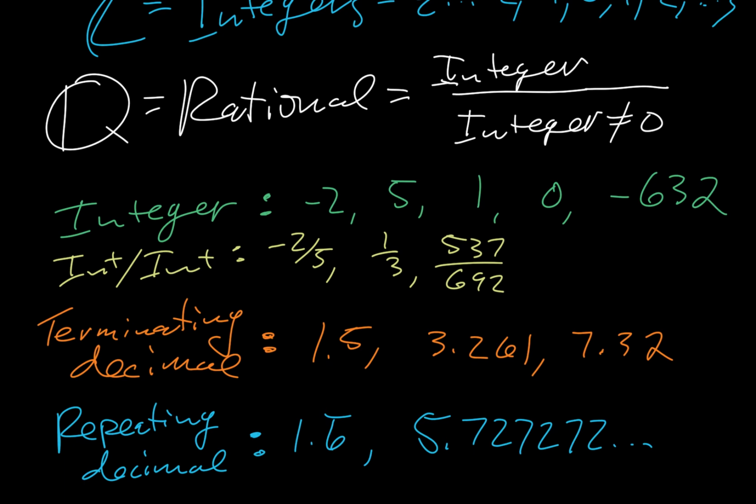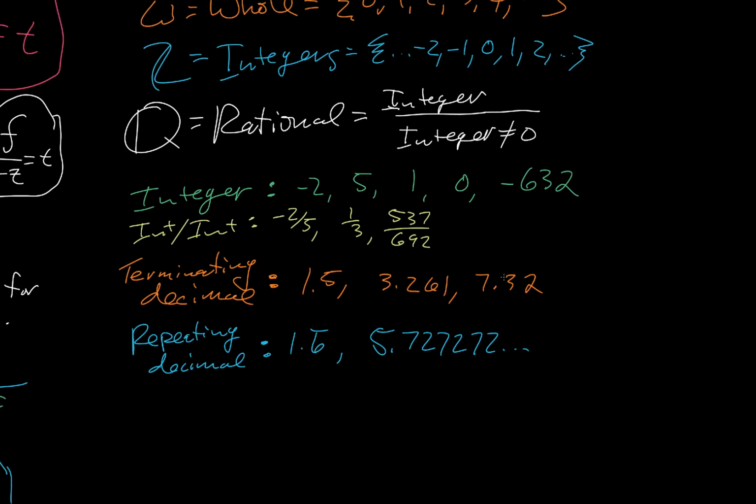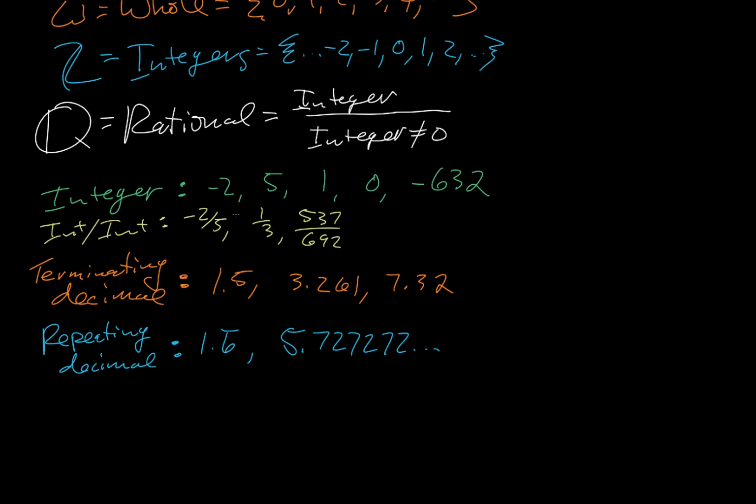Now, I just want to do a quick example of each of these to show how they could actually be written as integer over integer. I'm going to zoom out on this so we can still see these. If we take a whole number, the number 5, for example, we can write that as 5 over 1. 5 over 1 is equivalent to 5. 5 is an integer, 1 is an integer, so it's integer over integer. This yellow one, integer over integer, obviously that works, so we're going to just move on from that.